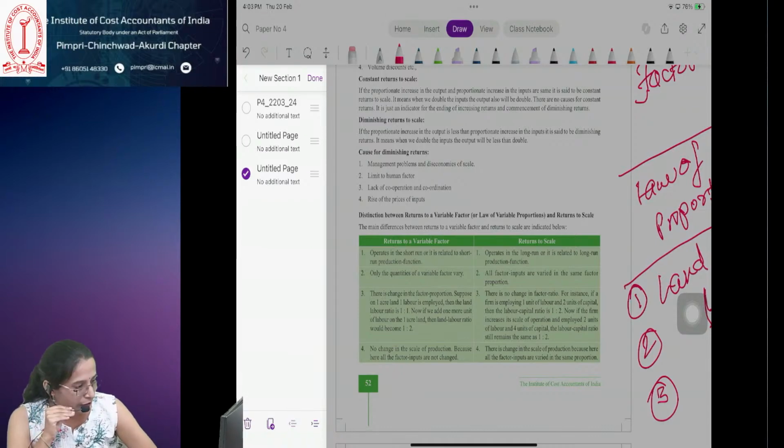Page number 52. Shraddha Kothekar, page number 52. You can see on the screen page number 52.